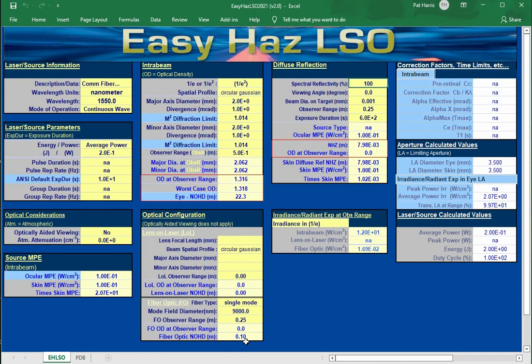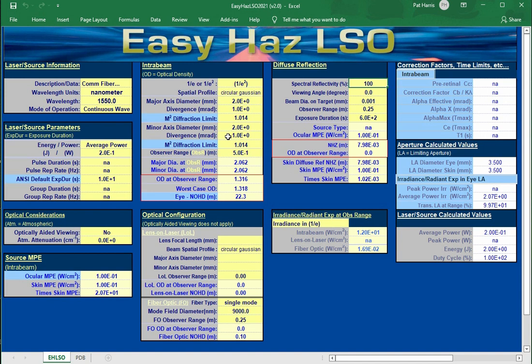Okay. So something I want to point out here is that if you take a look at the ANSI standard in Appendix B and you look up mode field diameter, which is omega naught, it'll be the last thing in Appendix B in the terms or definitions. It'll tell you that the mode field diameter, we look at that as sort of the beam waist at the 1 over e squared points, which means I should be able to duplicate this up in the intrabeam section.